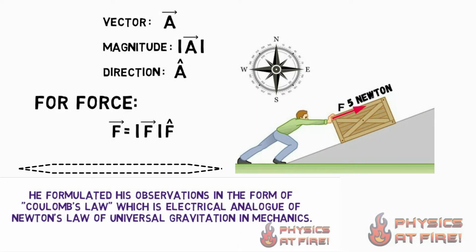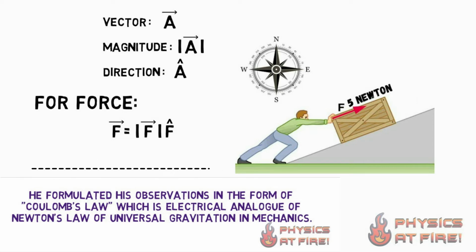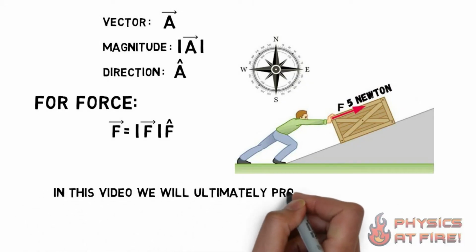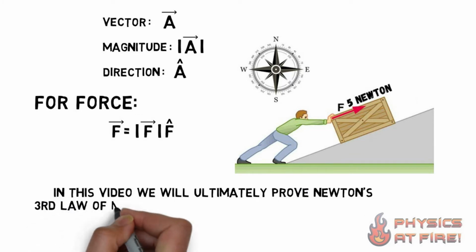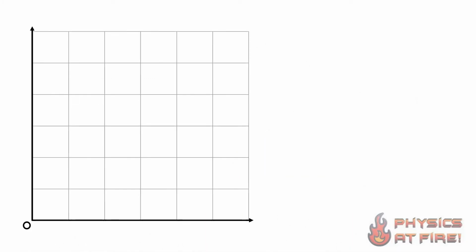Now, before coming back to Coulomb's law in vector form, let me remind you that in the previous video, I told you that Sir Charles Augustin Coulomb formulated his observations in the form of Coulomb's law, which is the electrical analog of Newton's law of universal gravitation in mechanics. Therefore, in this video, we will ultimately prove Newton's third law of motion using Coulomb's law in vector form. Now, let's start Coulomb's law in vector form.